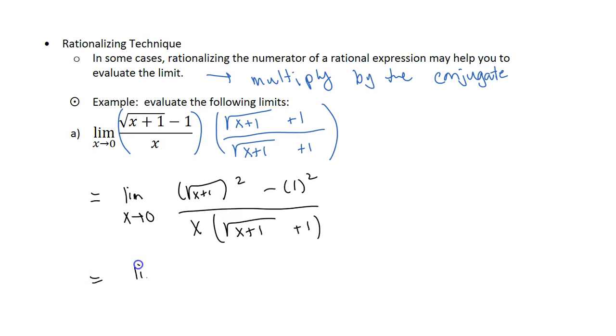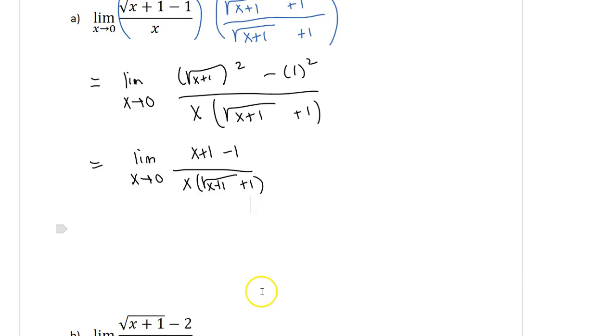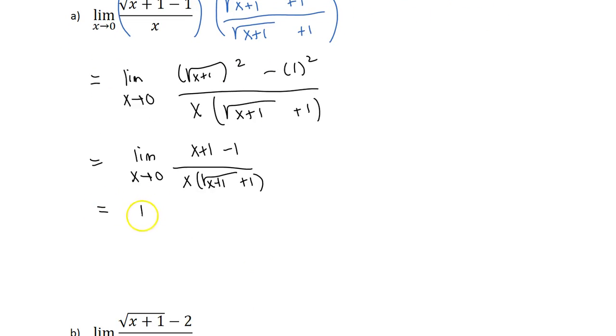So what ends up happening is I get x plus 1 minus 1 divided by x times the square root of x plus 1 plus 1. And that is the limit as x approaches 0 of x divided by x times the square root of x plus 1 plus 1. Now because we didn't distribute that x, we can just cancel it here.